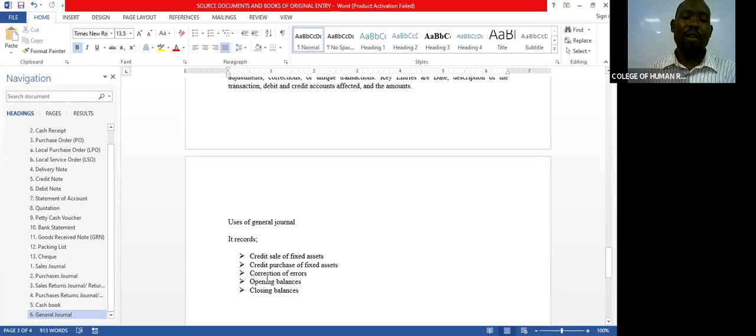Also, we are going to use the general journal in correction of errors. We are going to see that. Then also the opening balances are transferred to the general journal together with the closing balances. And the general journal sometimes is known as the journal proper. So you can be told to highlight or explain the uses of the general journal. Those are the uses.